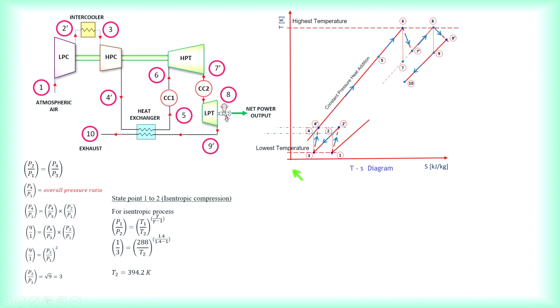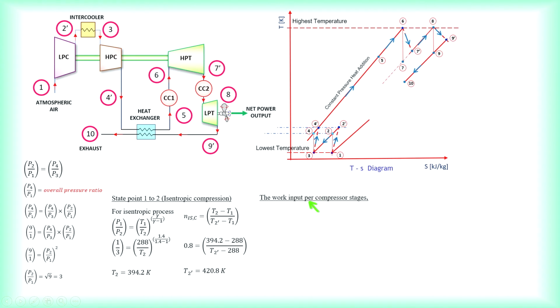Then after that, you can go straight into this 1 to 2, which is the isentropic compression. So you can use the isentropic relationship here to find the temperature T2. Then the next is to find T2 prime. Usually we have to consider the isentropic efficiency of the compressor. Remember, it's theoretical over actual. So from this, we will be able to find T2 prime.